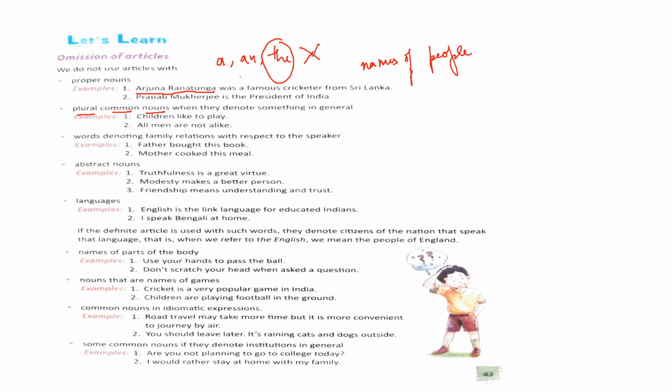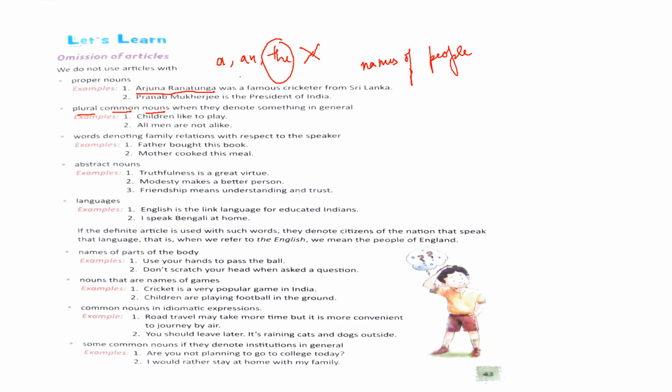Now this sentence, "Children like to play," is a very general statement, right? You're not denoting any particular group of children. You're saying it in general. So in that case, you do not use any articles.